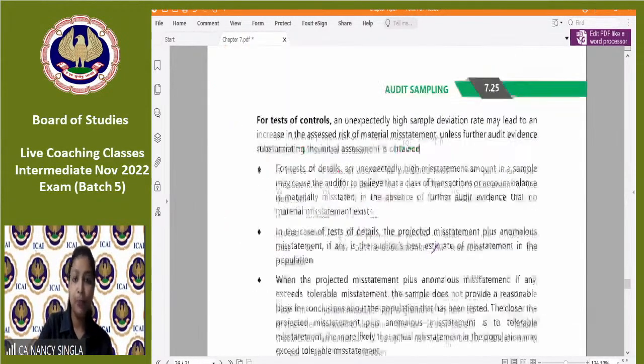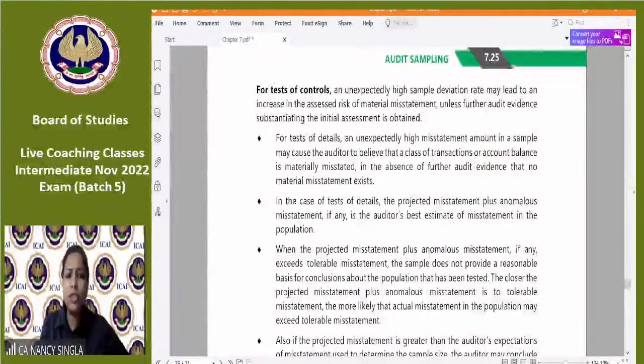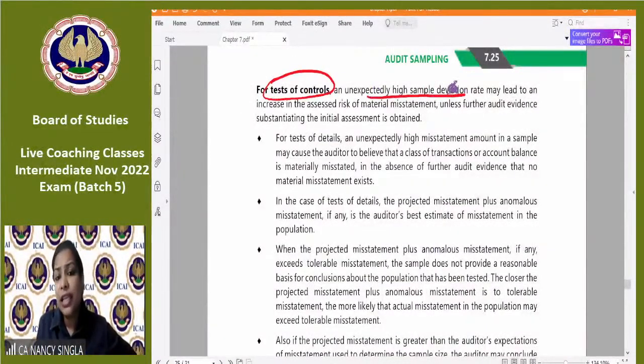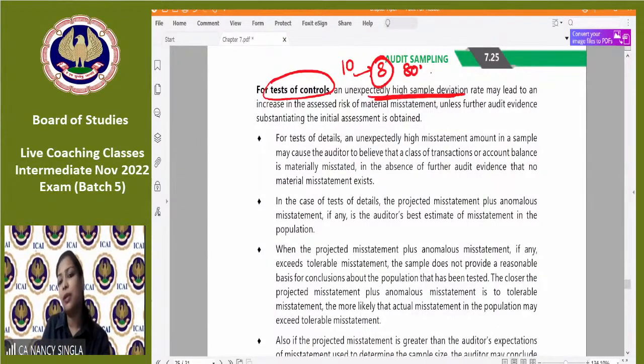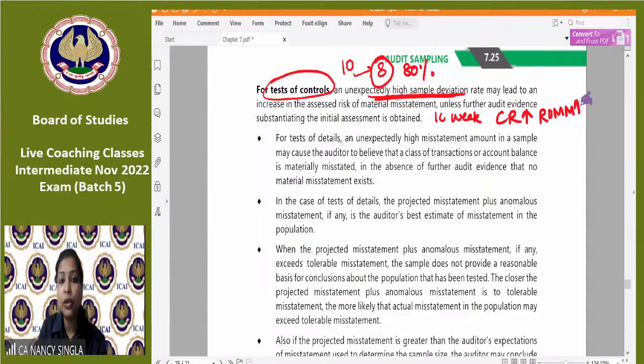Auditor will consider that. Now let's say, with respect to test of control, auditor found that there is unexpectedly high deviation rate. He checked 10 internal controls on a sample basis, and he found that 8 times, 80%, there was a deviation rate. 80% deviation है. So what does that mean? That internal controls are weak. Control risk is high. Risk of material misstatement is high. Auditor may now change his assessment of relying on the internal control.